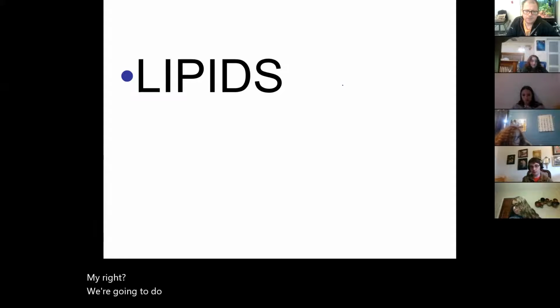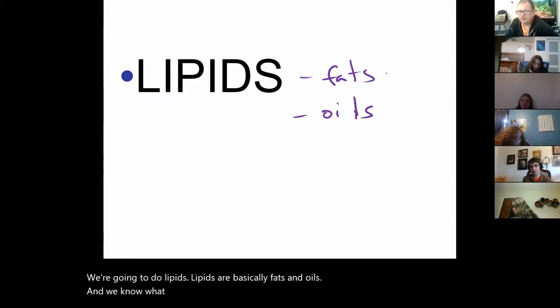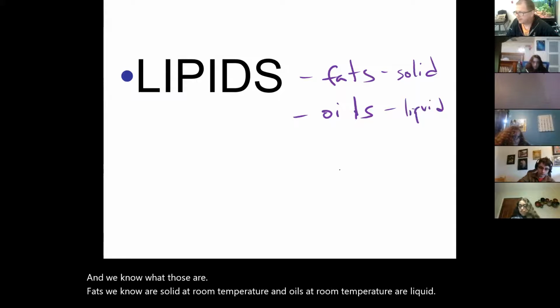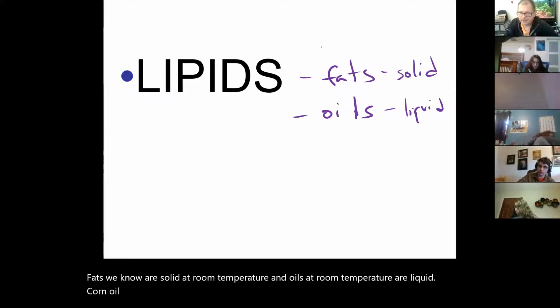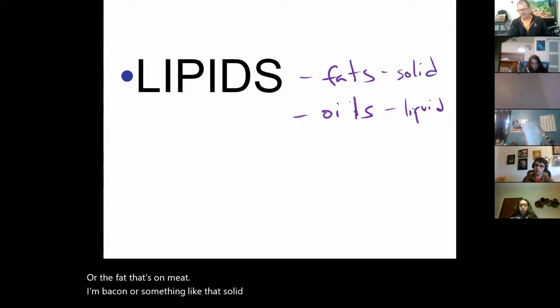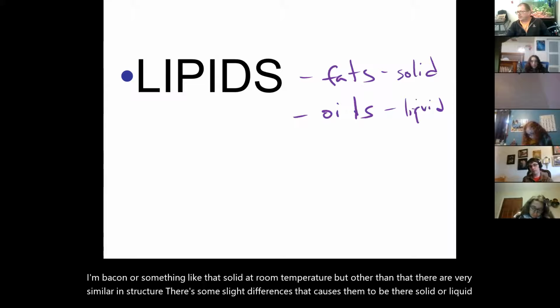So lipids are basically fats and oils, and we know what those are. Fats are solid at room temperature, and oils at room temperature are liquid, like corn oil or olive oil. And fats like Crisco or butter, or the fat that's on meat, like on bacon, are solid at room temperature. But other than that, they're very similar in structure. There are some slight differences that cause them to be either solid or liquid, which we'll talk about.